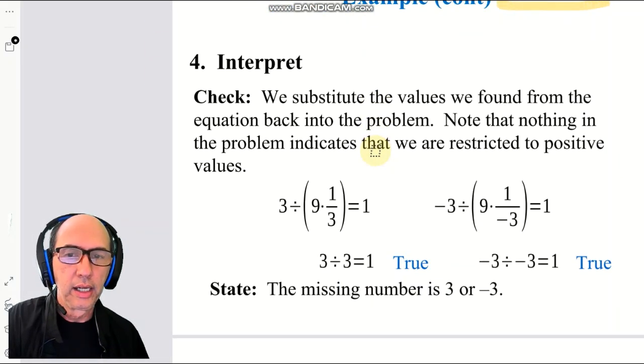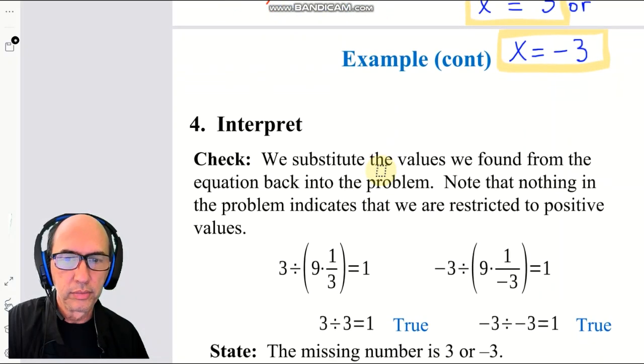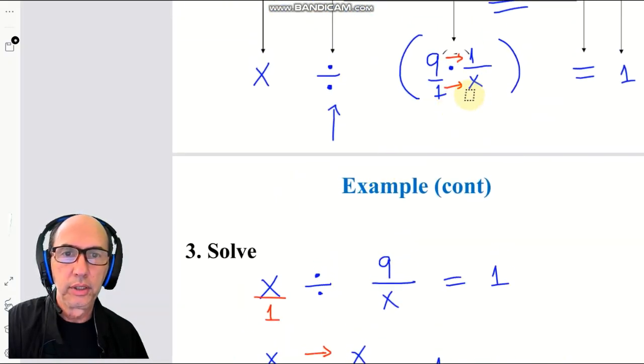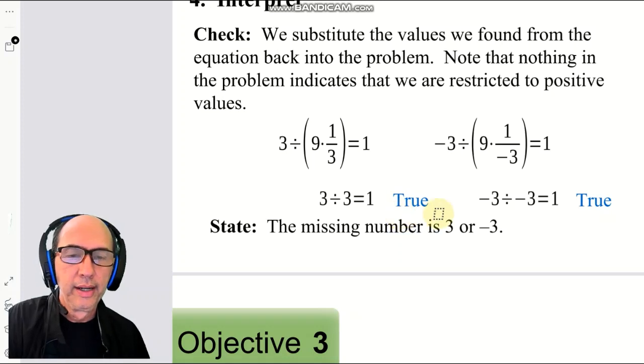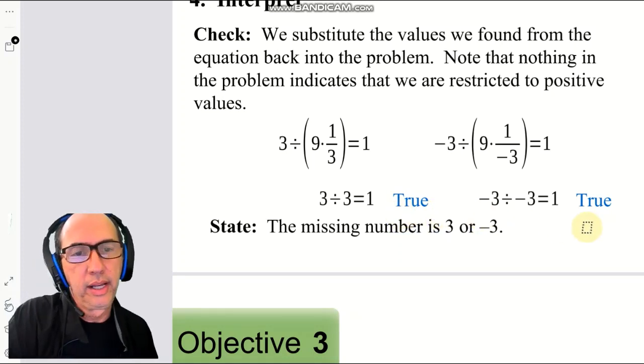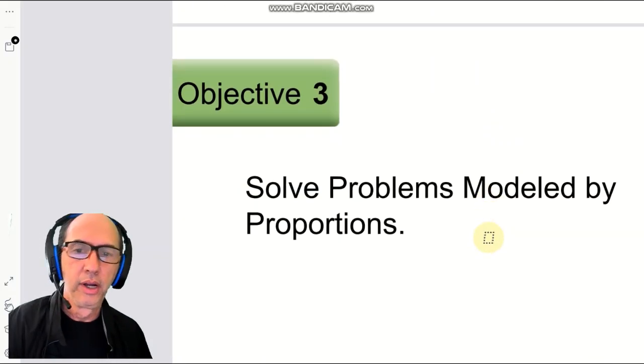Check: substitute the solution into the original equation, this one here, and then we will confirm that they are good solutions. The missing number is 3 or negative 3.